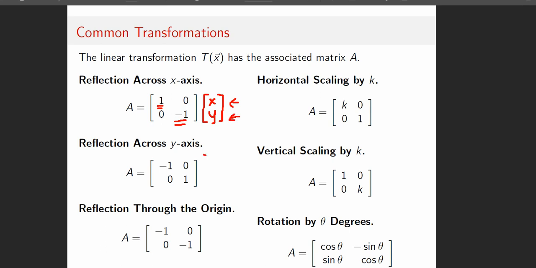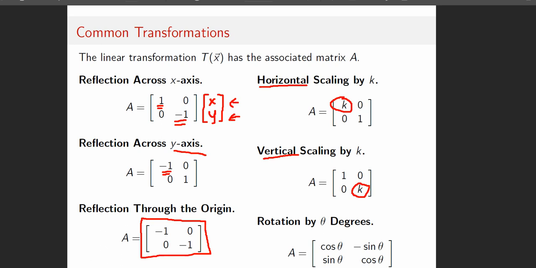And the same thing happens when I reflect across the y-axis. I need the negative acting on the x-coordinate. And then reflection through the origin does both of them, right? So it takes both the x-coordinate and the y-coordinate and makes them negative. Now these horizontal scalings, so if I'm going to scale in the x direction, then I scale the x-coordinate. And if I'm going to scale in the y direction, I scale the y-coordinate.